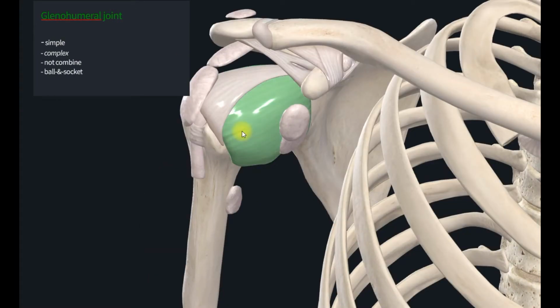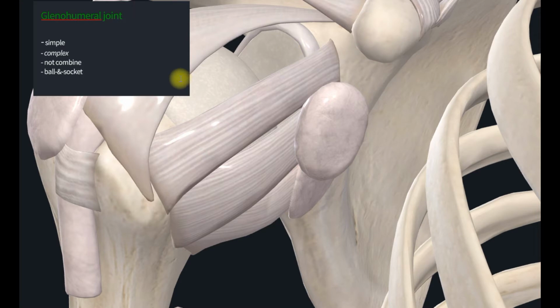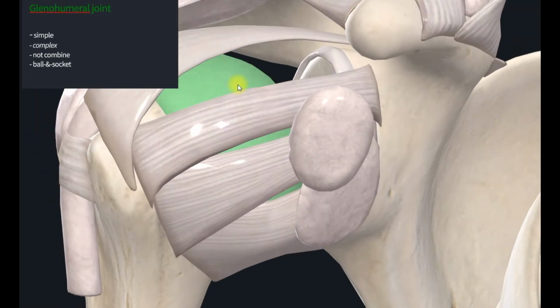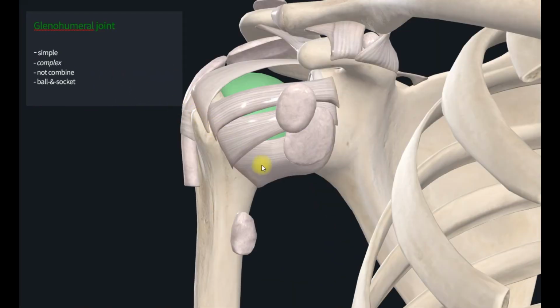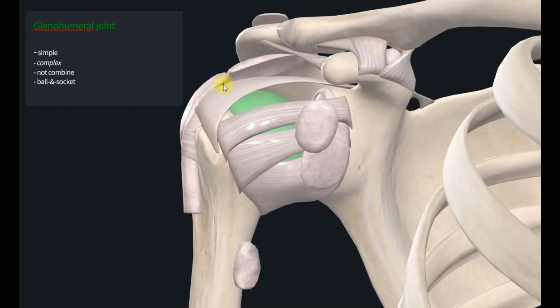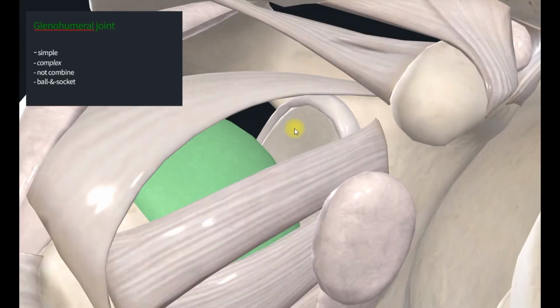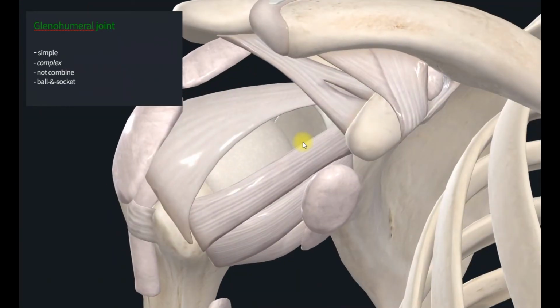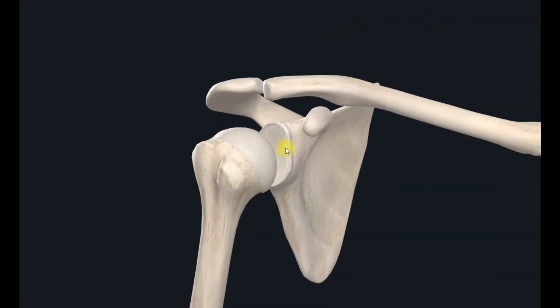The next joint of this region is the shoulder joint, Latin name Articulatio glenohumerale, which names the two articular surfaces: first the glenoidal cavity of the scapula, and the head of the humerus. But this joint is not congruent, which means the head of the humerus is larger than the glenoidal cavity, which can be a reason for dislocation of this joint. To prevent it, this joint has a specific cartilaginous rim which surrounds the glenoidal cavity, called the labrum.